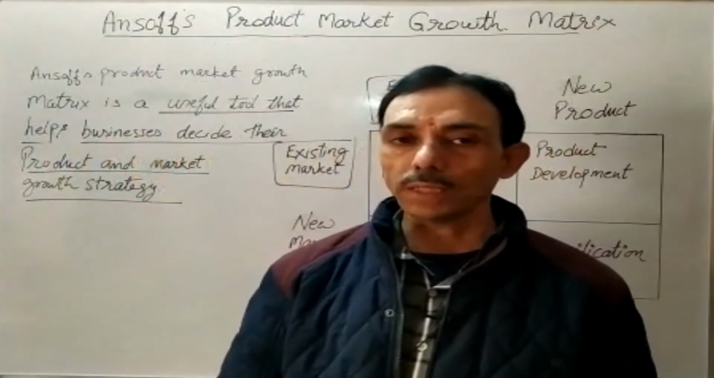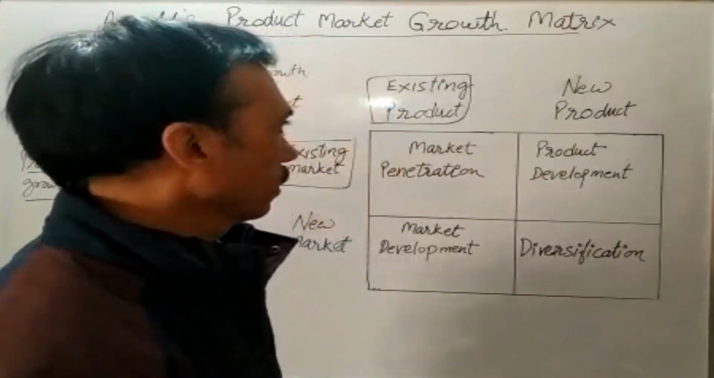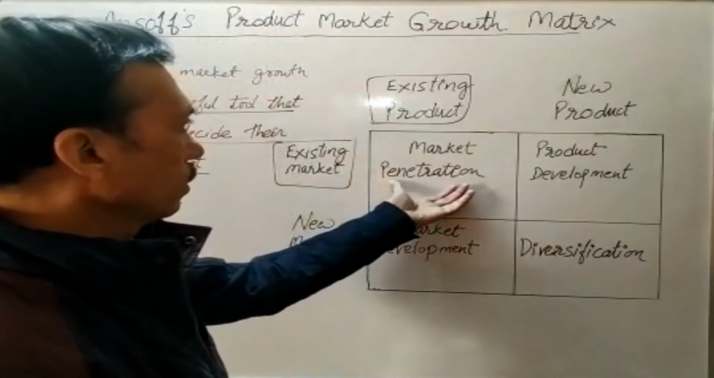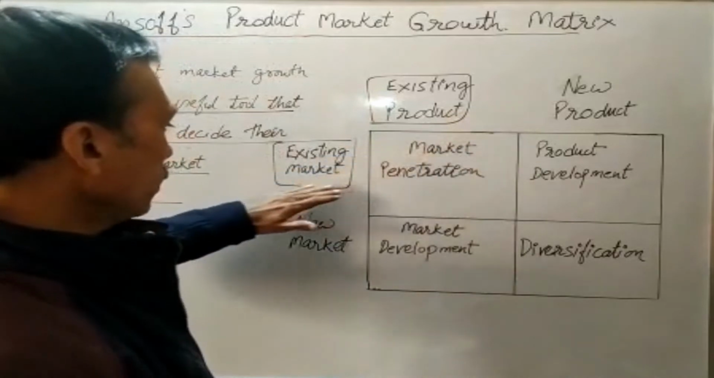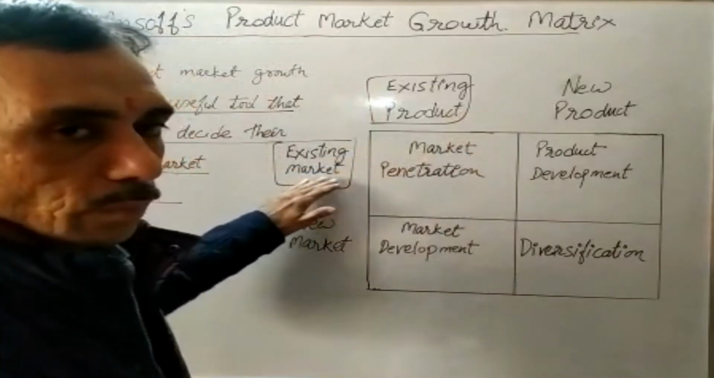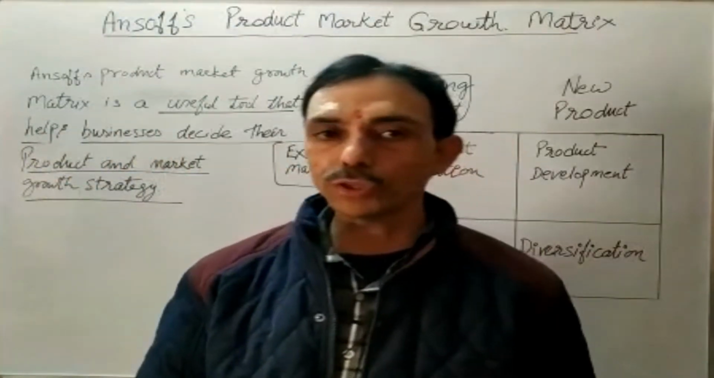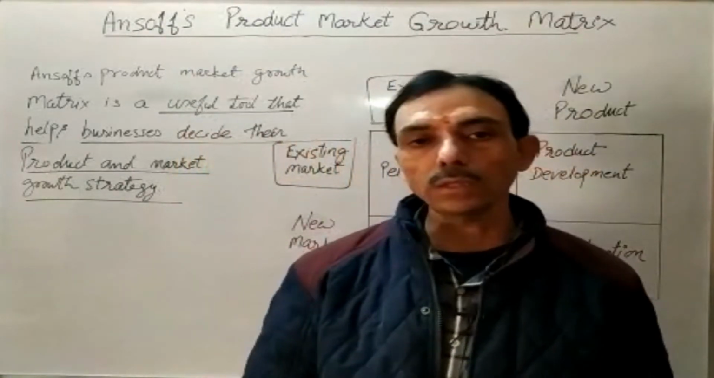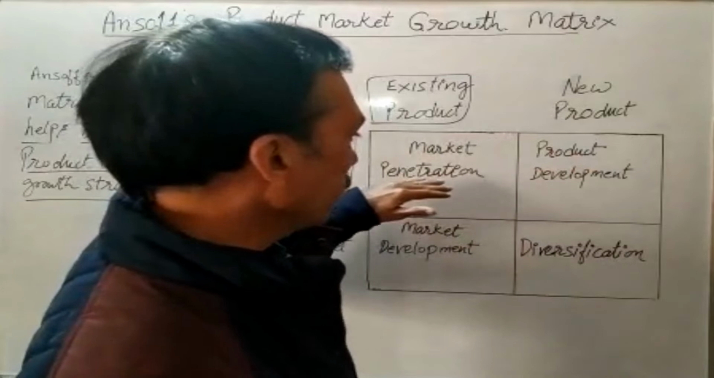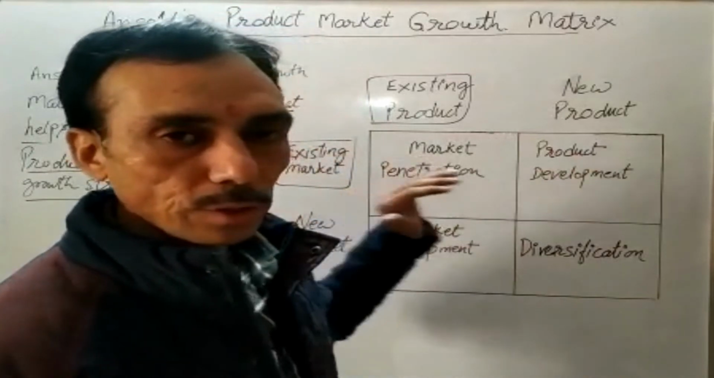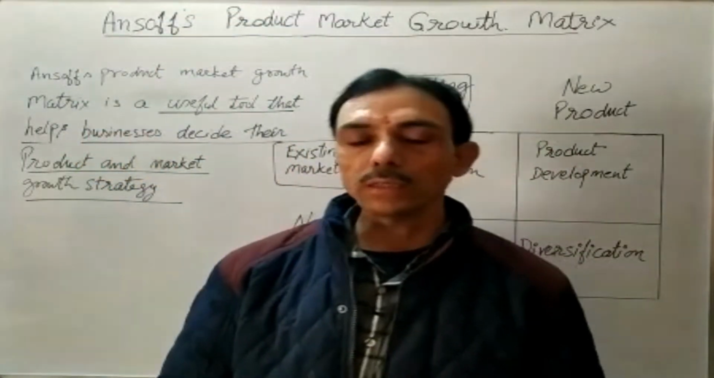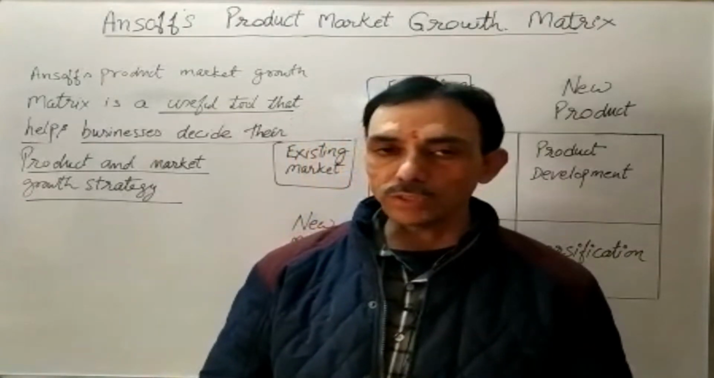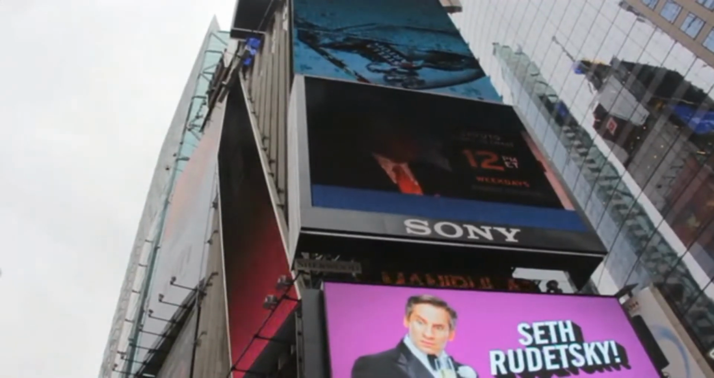First is market penetration. Under market penetration, the existing product is sold in the existing market. This is the growth strategy where firms are selling their existing product in the existing market to their current customers. In this strategy, firms are selling their product through more advertising or direct marketing.